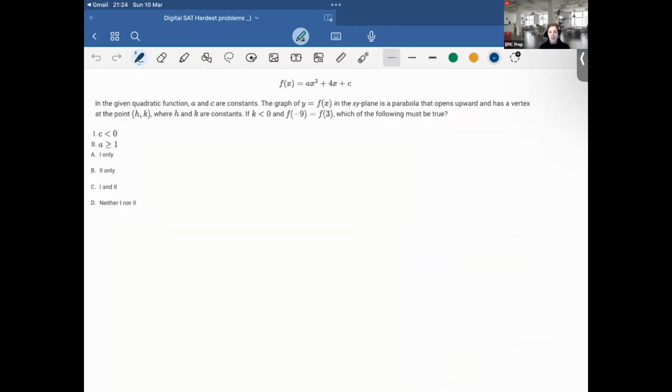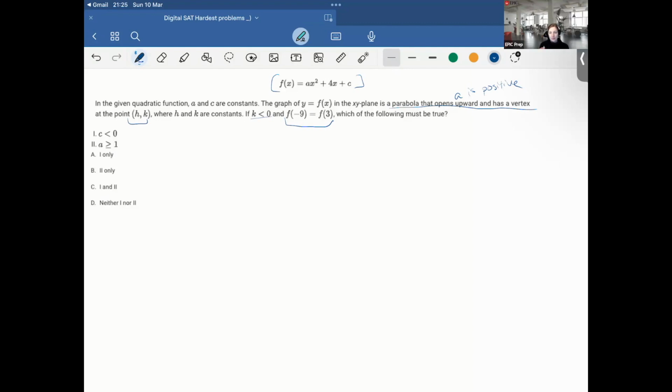In this problem here, it gives me a quadratic-like equation, and it tells me that the graph is a parabola that opens upward. So A is positive, has a vertex at point (h, k), where k is less than 0, and f of -9 is equal to f of 3. Which of the following must be true?